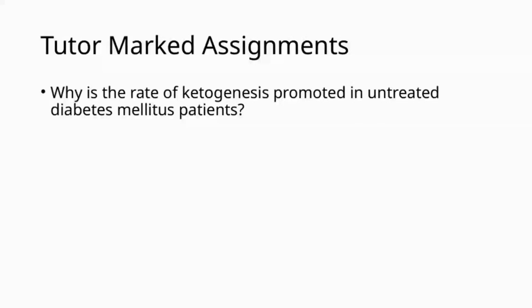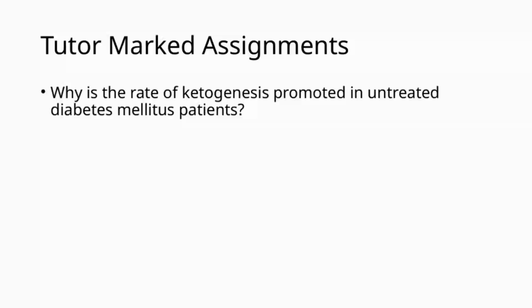These free fatty acids are then taken up by the liver, where they are converted into ketone bodies through a process called ketogenesis. The reason this process is promoted is that, without sufficient insulin, the body shifts to alternative energy sources, mainly fats, since glucose uptake by cells is impaired. This shift is part of the body's effort to maintain energy supply to vital organs, especially the brain, which can use ketone bodies as an alternative fuel when glucose is scarce.